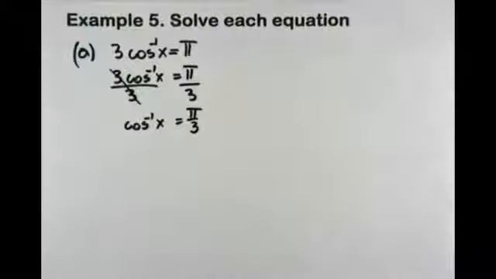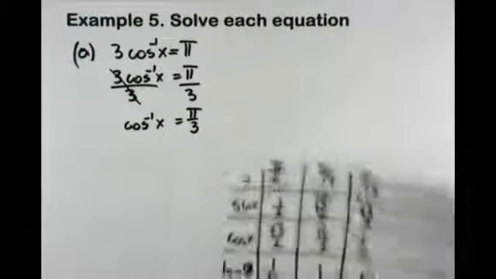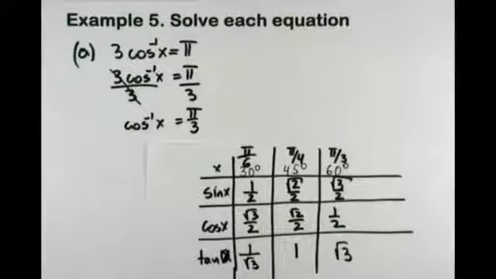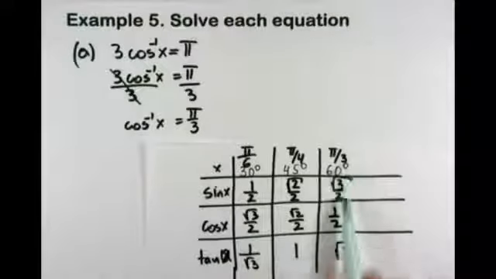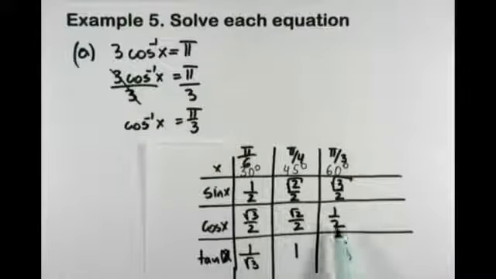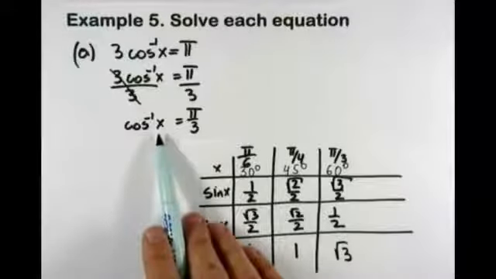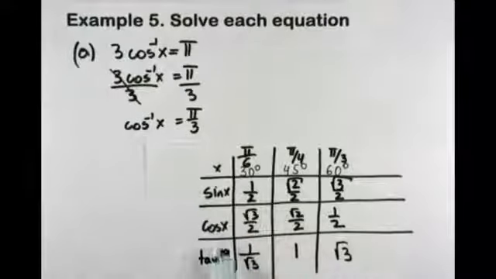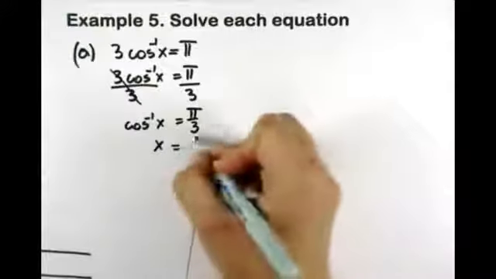And now we get the value from the chart. We look into my chart. Cos inverse is pi over 3, so what is the value? The value of cos at pi over 3 is 1/2. So cos inverse of 1/2 is pi over 3, because the question is cos inverse of what number is pi over 3? Therefore x is equal to 1/2.